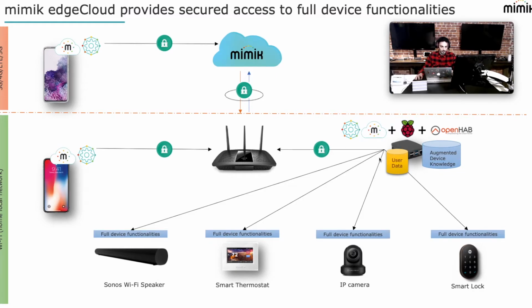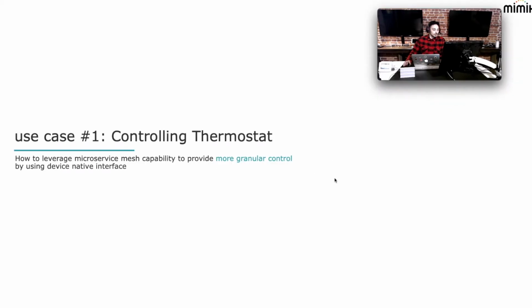And so with a combination of Mimik Edge and microservices, plus a device like a Raspberry Pi that has processing power, RAM, and some general capabilities, running OpenHAB, you can achieve this architecture as edge processing. And of course, both the user and other user applications also have Mimik Edge and microservices. Now we'll look at a use case, which is controlling a thermostat, and how to leverage microservice mesh capability to provide more granular control by using the device's native interface.